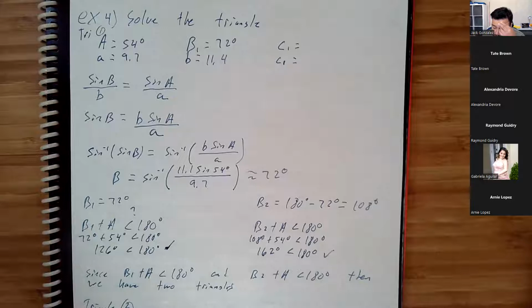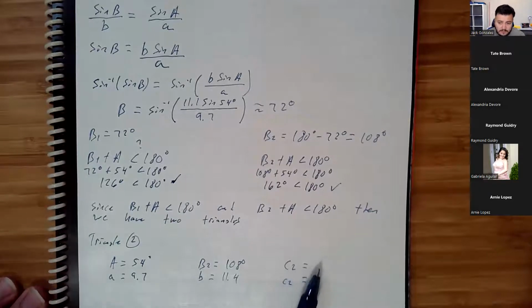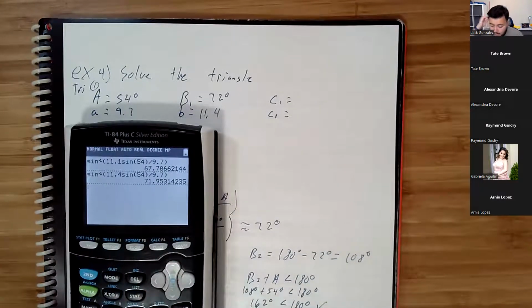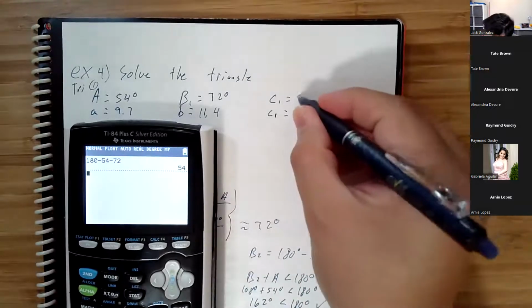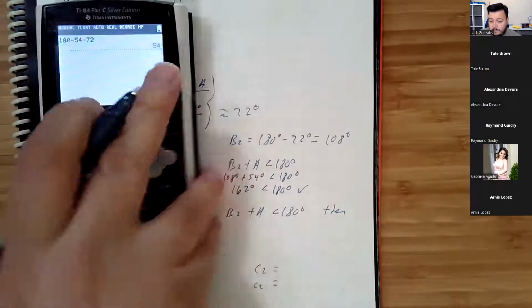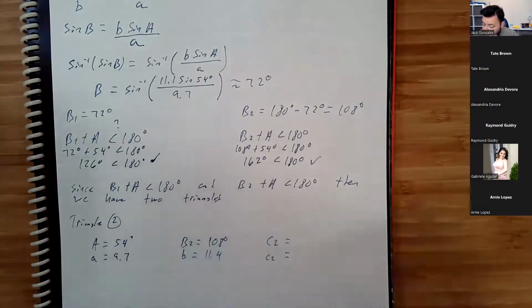So all we really need to do is find C2 again, because we can find the C's no problem, right? Because you can just subtract from 180 to find this guy, and you do the same thing here. So let's do that first before we move on. So it'll be 180 minus 54 minus the angle we found. So there's capital C1. Now do the same thing over here. 180 minus 54 minus 108, 18 degrees.